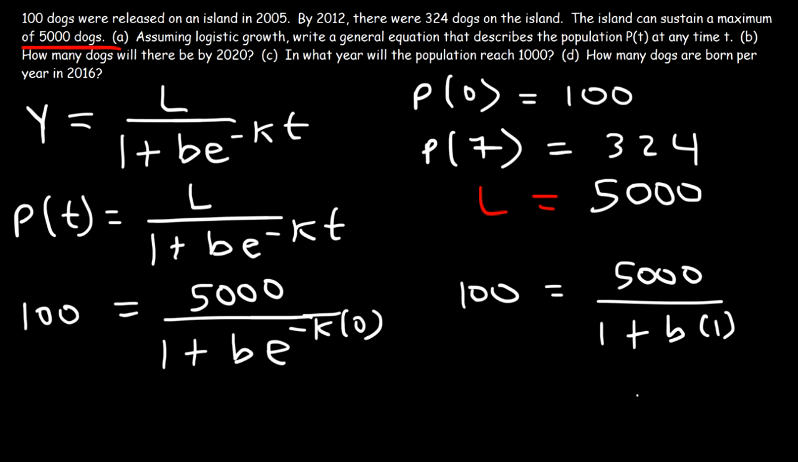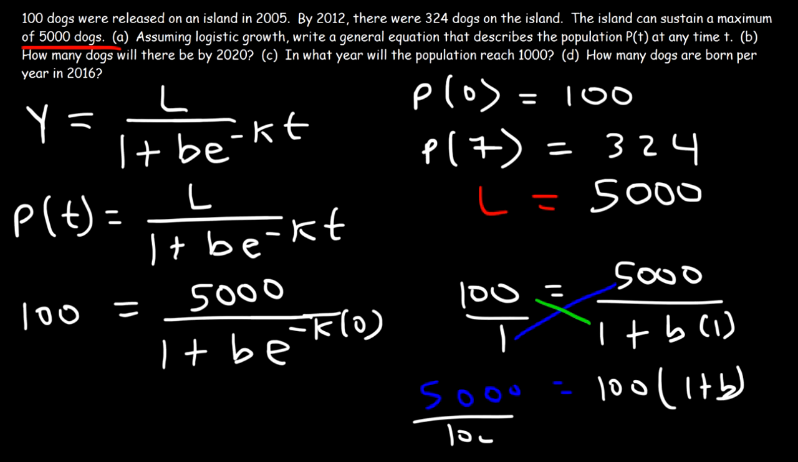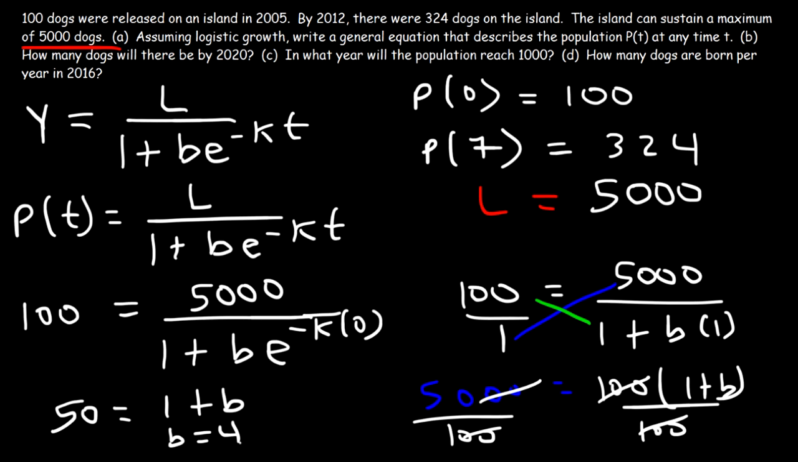So what can we do at this point? How can we solve for b? Well, let's cross multiply. 1 times 5,000 is 5,000. And then we have 100 times 1 plus b. So now let's divide both sides by 100. 5,000 divided by 100, you can cancel 2 zeros, so you get 50 over 1, that's just 50. So 50 is equal to 1 plus b. Subtracting both sides by 1, b is 49.